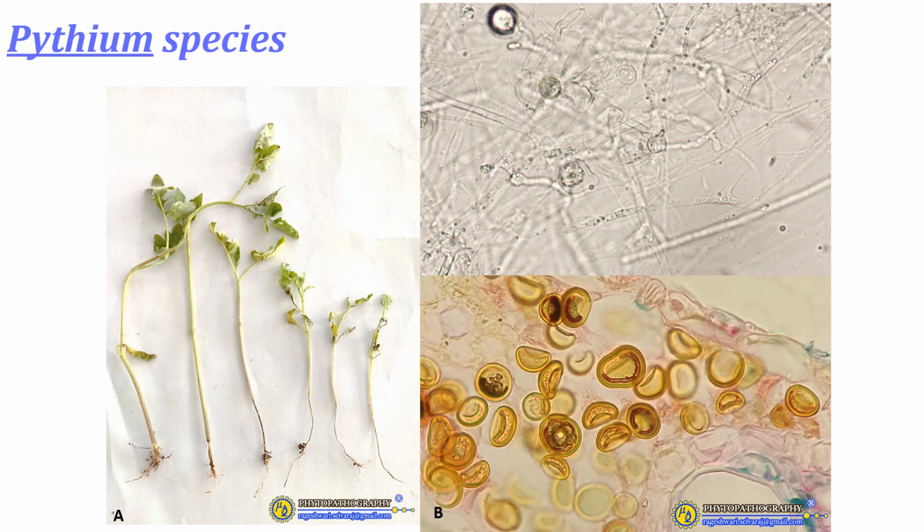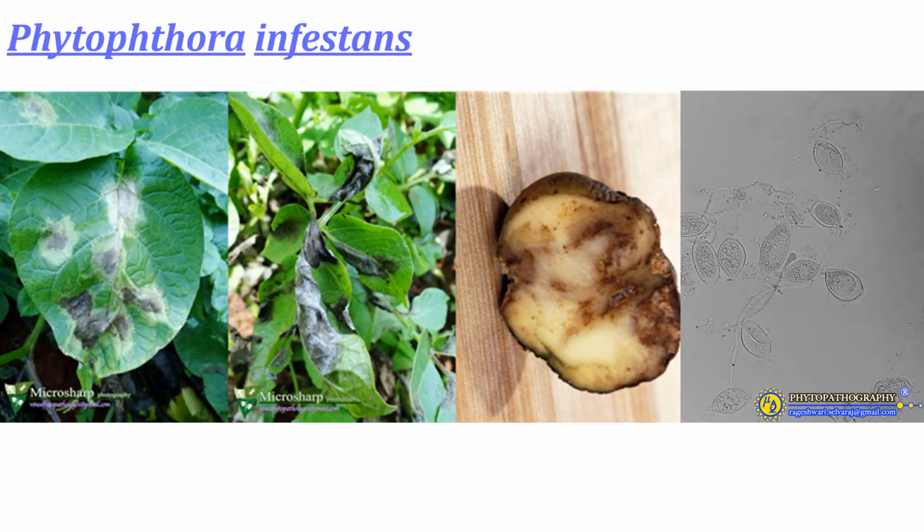Here, picture A denotes post-emergence damping off with reddish-brown lesions in the collar region spreading in both directions. You can also see stem girdling resulting in a wire stem symptom. The hypha is given in the right top, which is sinuous and hyaline. And picture B is the oospore produced by Pythium species.